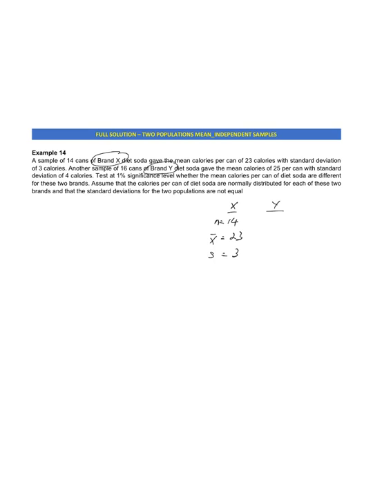S equals 3. Untuk Y kita ada n equals 16, Y bar equals to 25 and standard deviation equals to 4. Okay, alpha kita 1%. Okay, this one is case number 3.